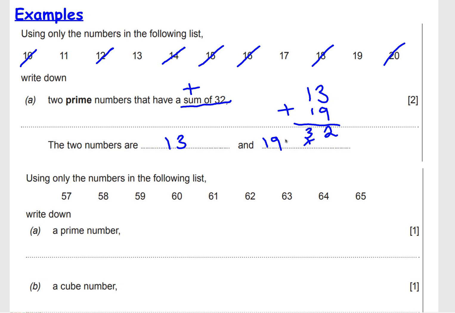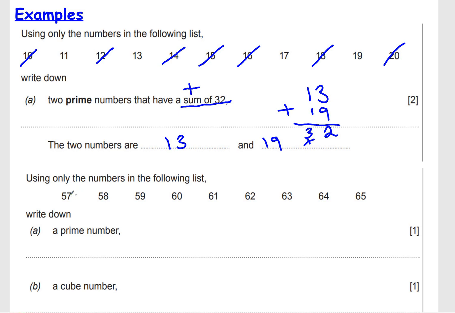Okay, using only the numbers in the following list, write down a prime number. Okay, so again, if we go through the numbers, 57. Well, 57 is an odd number as the unit digit is a 7. But a quick check to check if 3 goes into a number: if you add up the 2 digits, 5 add 7 is 12.